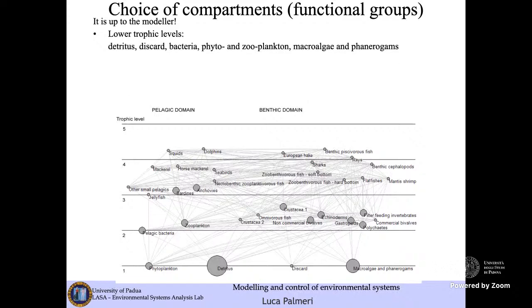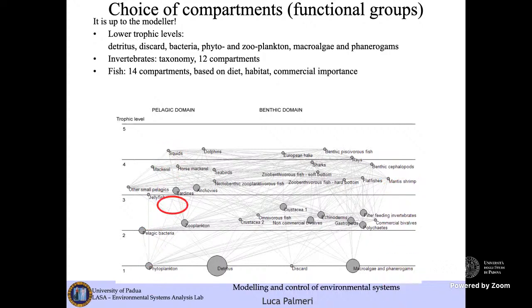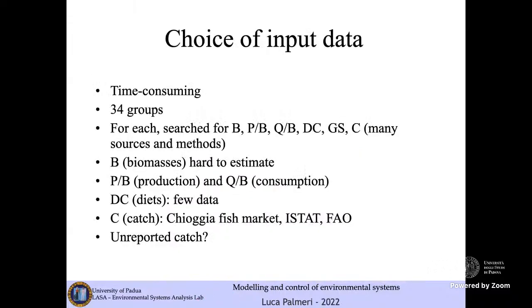This kind of analysis is based on a complex choice of input data. It is time consuming, in particular for our model for the Adriatic. We employed 34 groups. For each, we have to search for the biomass, the production over biomass, consumption over biomass, the diets, and so on.